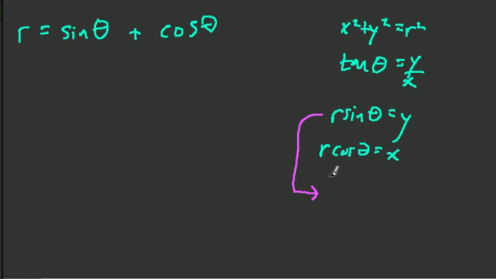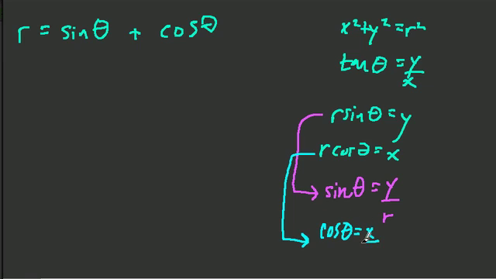We'll take this one and divide both sides by r. So the sine of theta equals y over r. And then what if we did the same thing with r cosine of theta? Divide by r on both sides. We get cosine of theta equals x over r. So what can we do with that? Well, here's sine of theta, here's cosine of theta, and here's their equivalent values. The sine of theta equals y over r. Cosine of theta equals x over r. We're adding these together, which equals r.